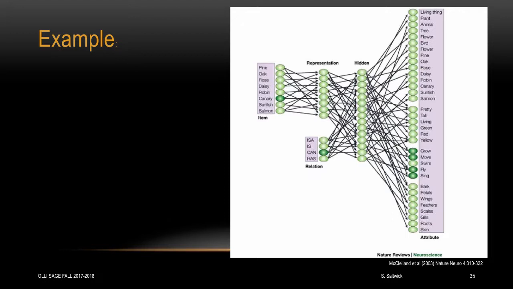Let's take a look at our example again. The combination of an item, canary, and a relation, can, is related through a mess of connections to the appropriate attributes: grow, move, fly, and sing. These connections have been learned over time. This kind of structure is much more helpful in explaining the behavior of patients with a type of stroke called semantic dementia. The model is also very helpful in explaining how a normal brain works.